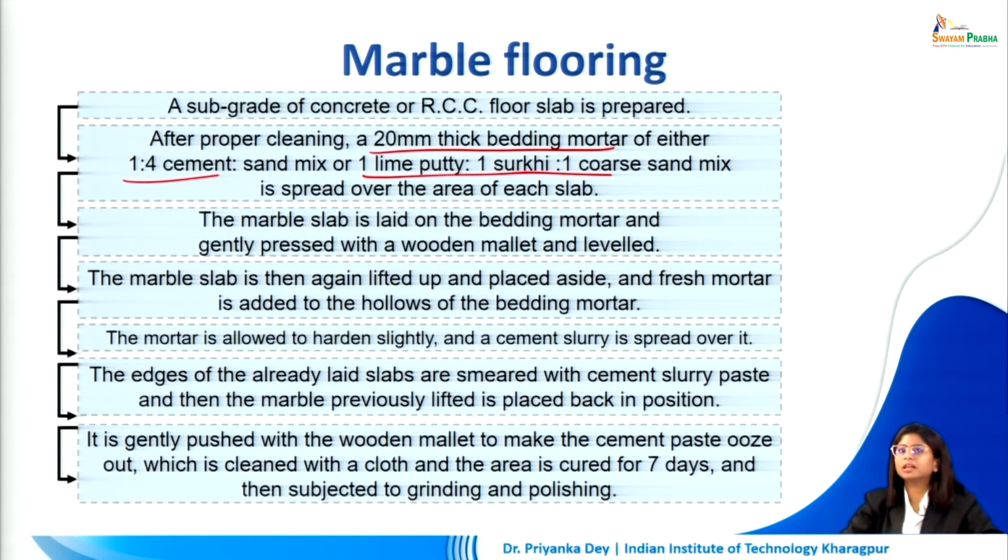Fresh mortar is allowed to fill up the hollows that have been created by this marble slab in the bedding mortar. The mortar is allowed to slightly harden and then cement slurry is spread over it. The edges of the already laid slabs are smeared with the same cement slurry paste, and then the marble which was previously lifted is placed back in that position. Now, this is gently pushed with the wooden mallet to make the cement paste ooze out from the edges.